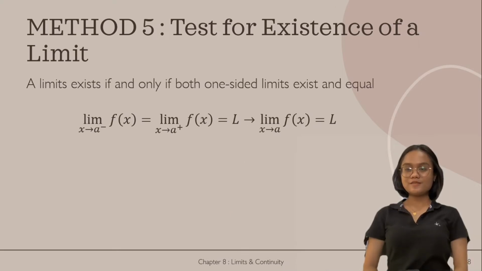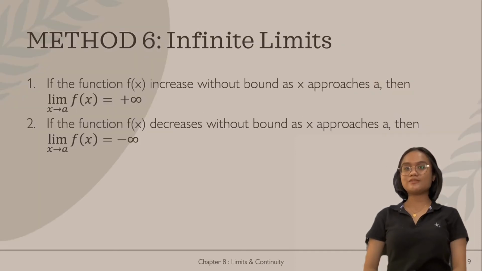Next part, the test for the existence of a limit. A limit exists if and only if both one-sided limits exist and are equal. In this case, we will use method 5, which is that the limit of function f(x) when x approaches a from the left is equal to the limit of function f(x) when x approaches a from the right.